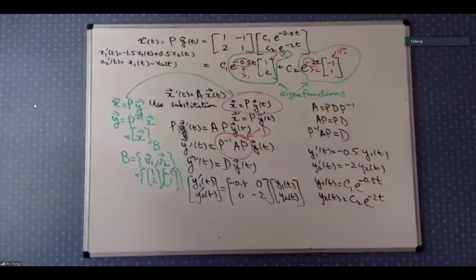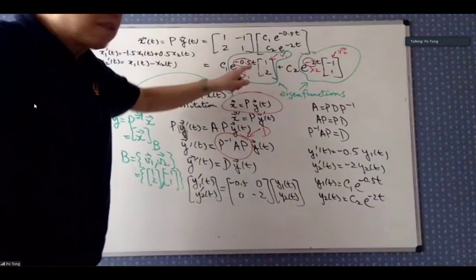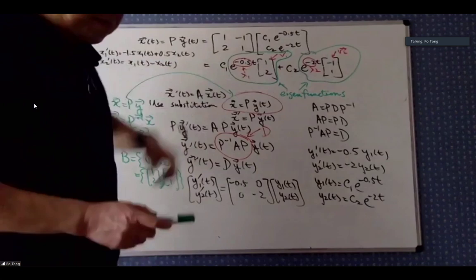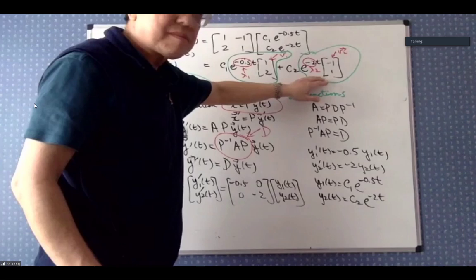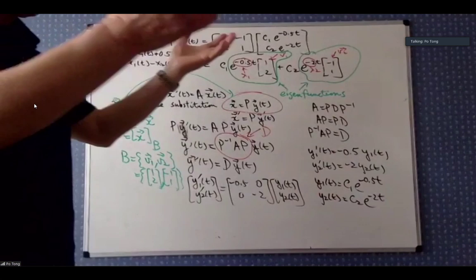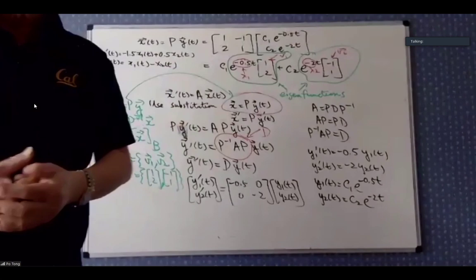From the solution, look at this. As t goes to infinity, what happened? As t goes to infinity, can you see that this guy goes to zero? The whole thing goes to zero? Yes. Okay, good. So that's why in the picture, everything gets sucked into the sink, which is the origin. Everything gets sucked into the origin.